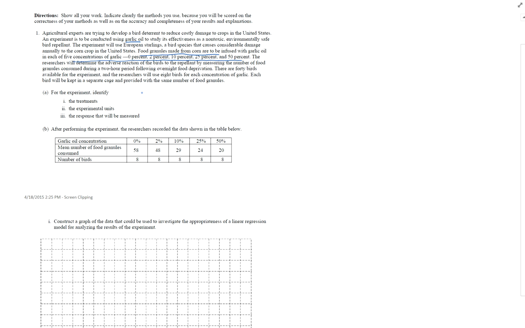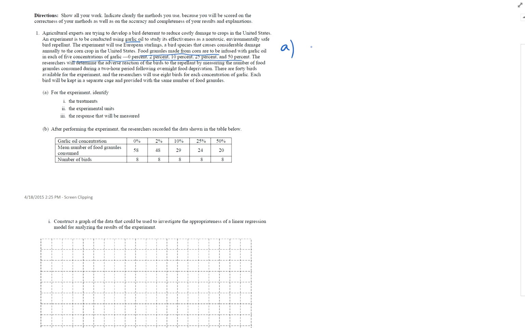And the question is actually, I guess, a two-part question. For the experiment, identify the treatments, the experimental units, and the response that will be measured. So what is the treatment that is being imposed on the experimental units? Well, the experimental units are the birds. The treatments, what treatment's being imposed? Well, it's the garlic oil infused food granules.